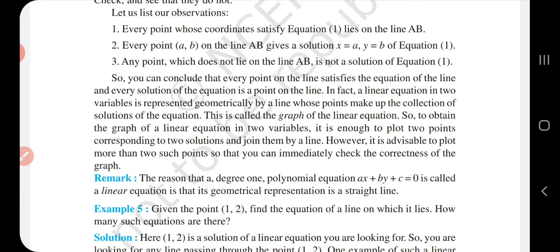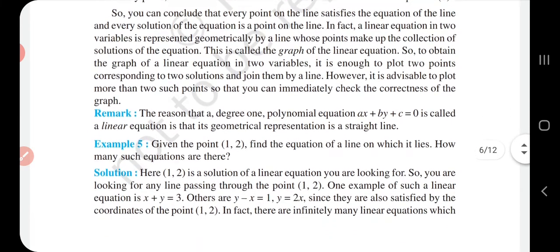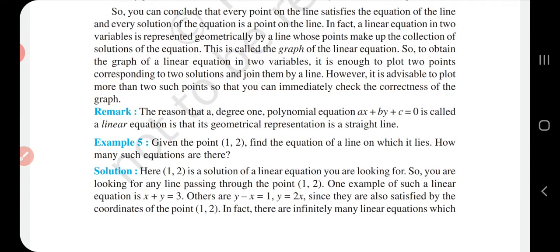Okay, so the reason that a degree 1 polynomial equation ax + by + c = 0 is called a linear equation is that its geometrical representation is a straight line. Understand? Its geometrical representation is a straight line.